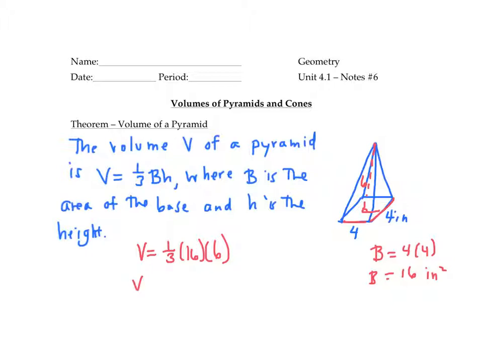Now, take and multiply that 16 by 6. We're going to end up with 96. And when we take 1/3 of that, we'll have 32 inches cubed. Remember that volume is in 3 dimensions, so it has to be measured in cubic units.